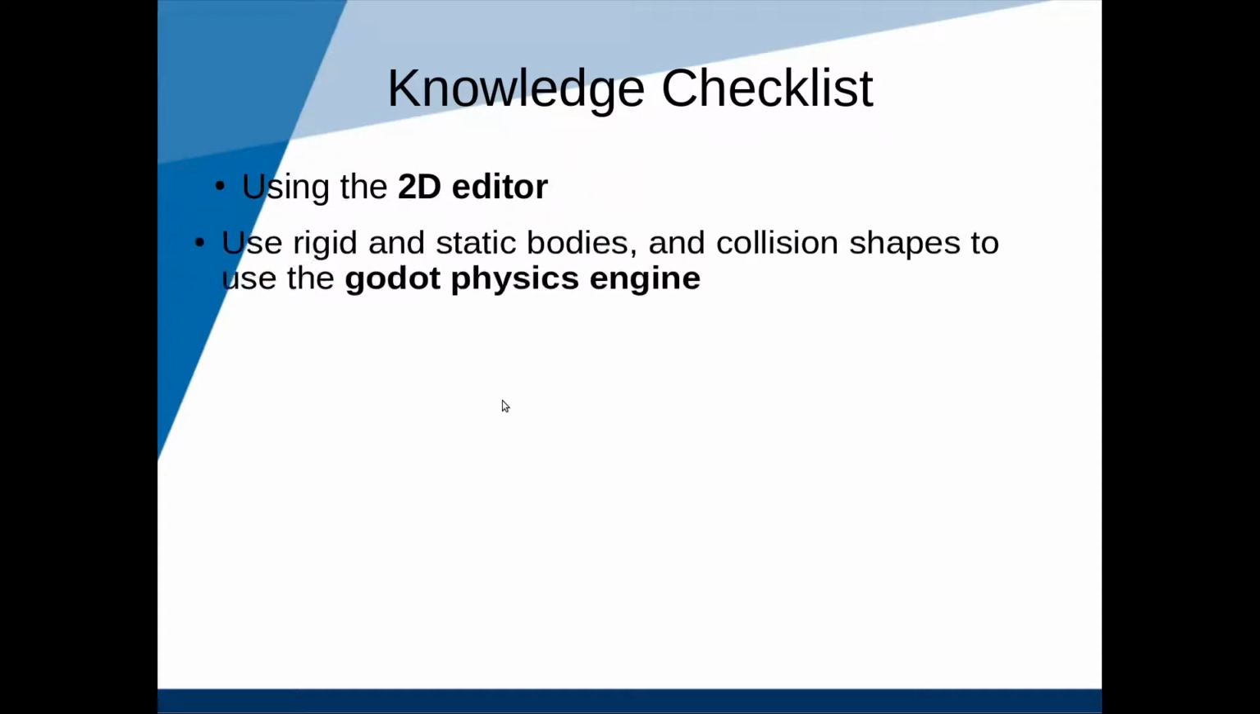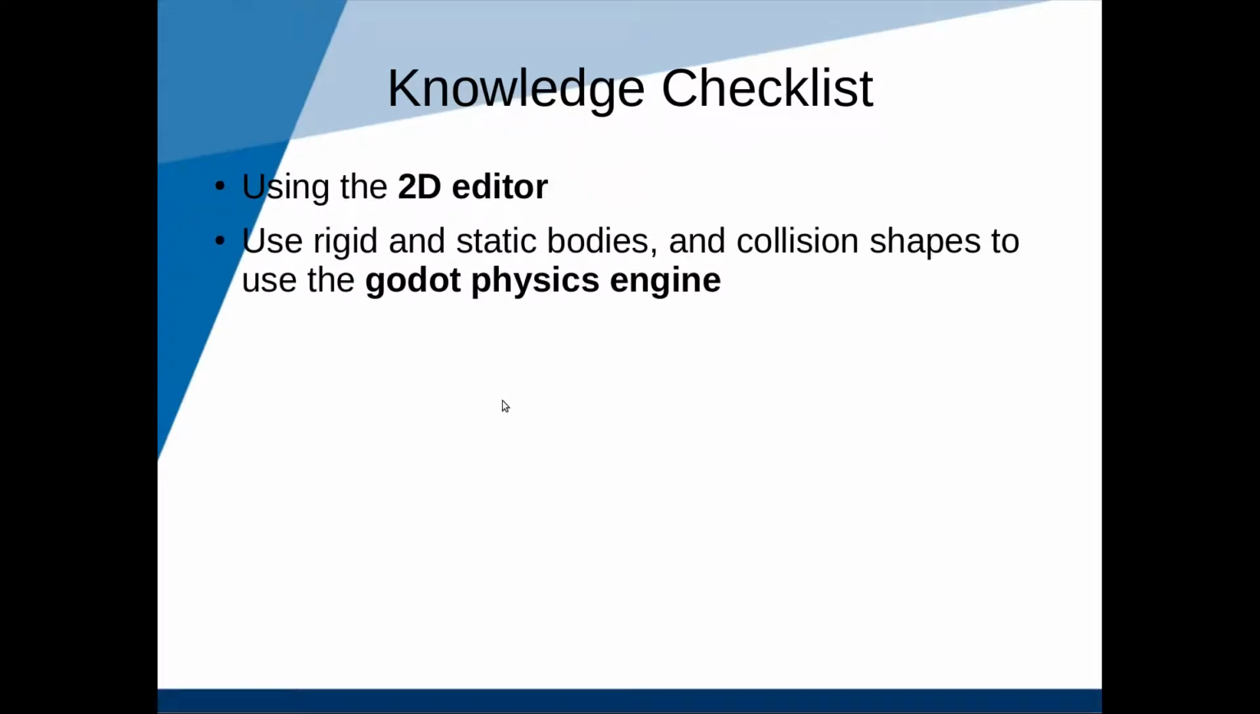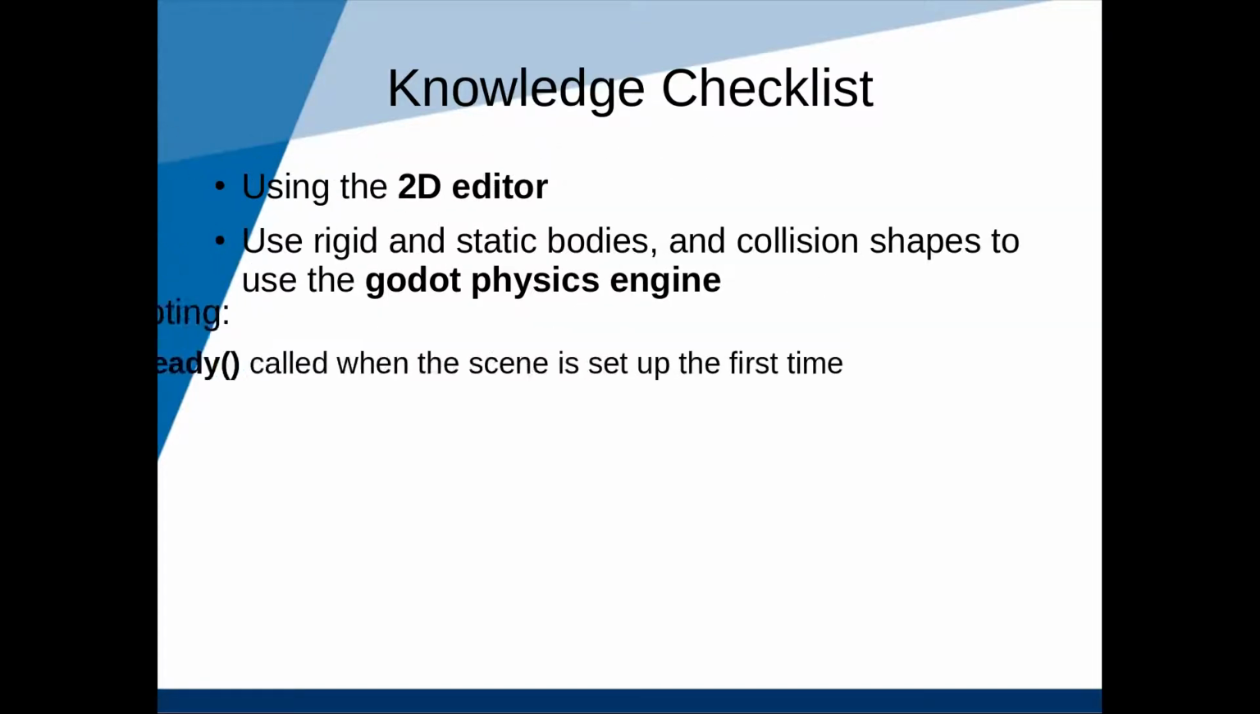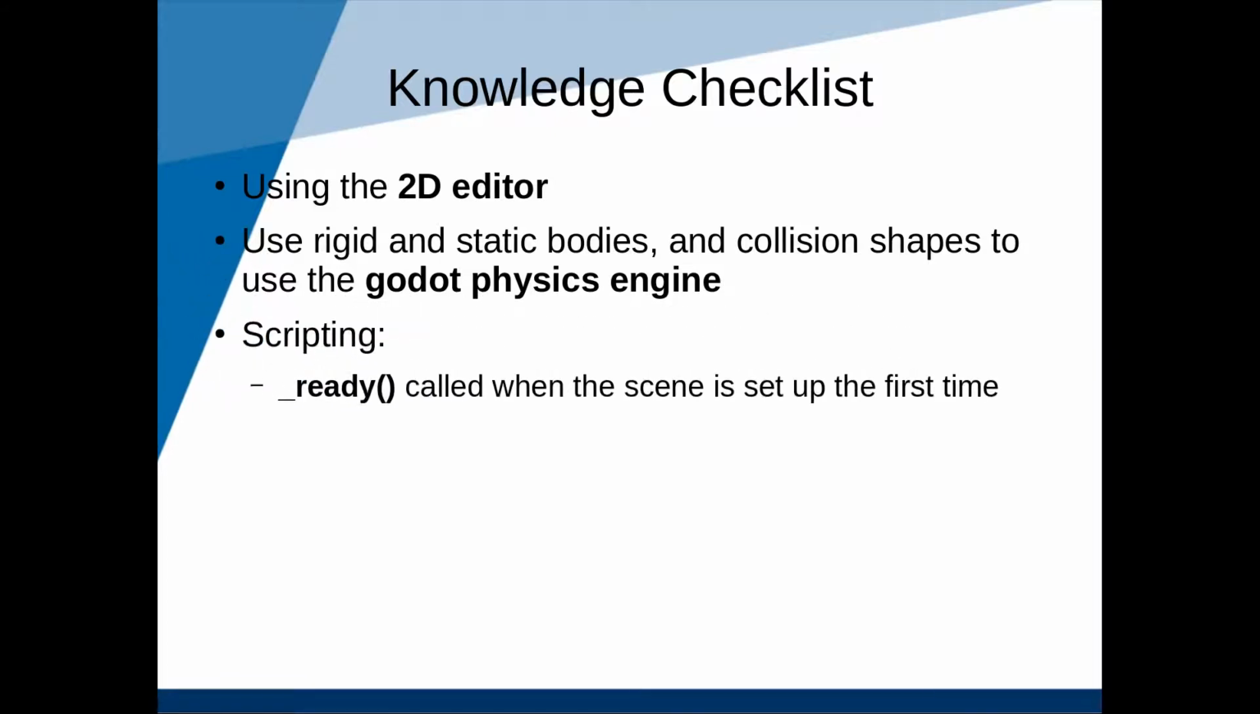First of all, we've learned to use a 2D editor to set up a basic scene and to add some basic nodes. Next, we added the rigid body 2D and the static body 2D, and we used these bodies to add some basic physics. The basic physics is done by the Godot engine itself, so we don't really need to worry about how that's done. After that, we went on to scripting. We learned a lot about scripting.